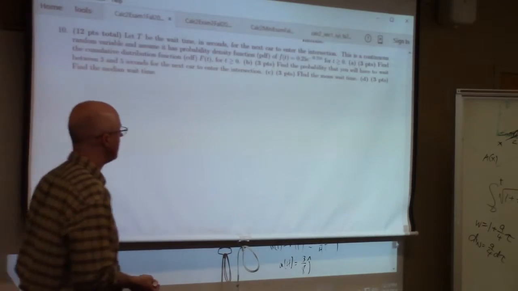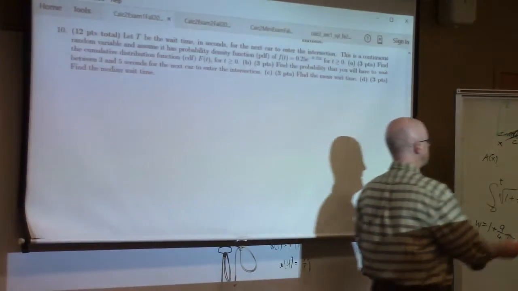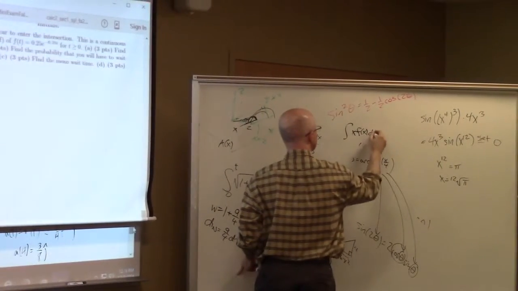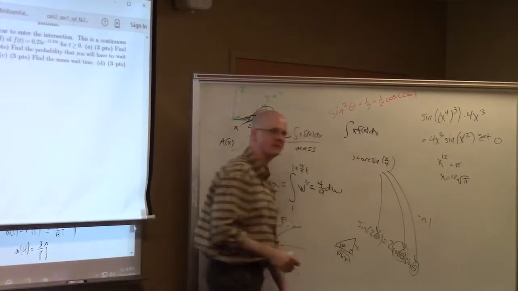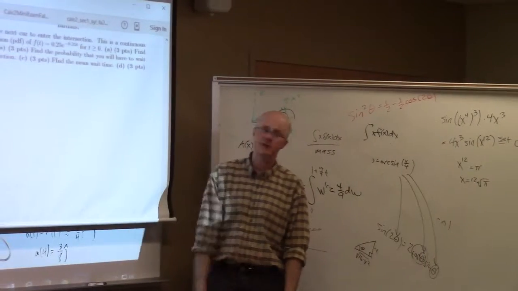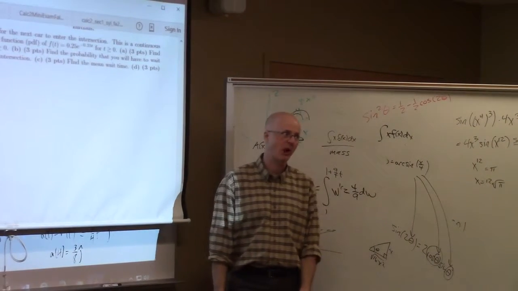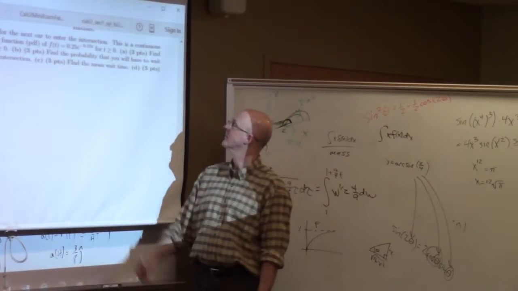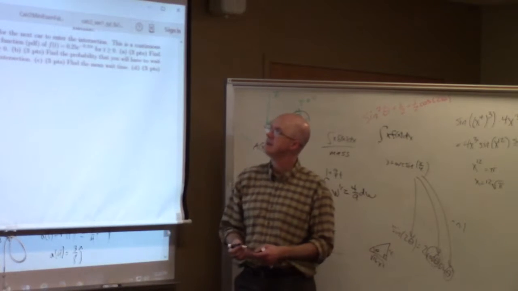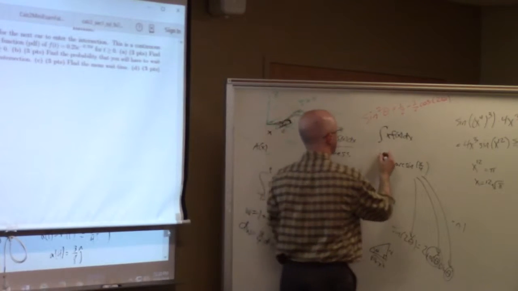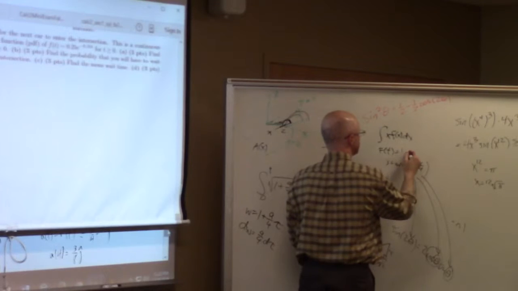The mean wait time. For the mean, you need to integrate x times little f. It's analogous to a moment. In this case, from 0 to infinity. It would be an improper integral. And the median, you set the CDF equal to 1 and solve that algebra equation for t.